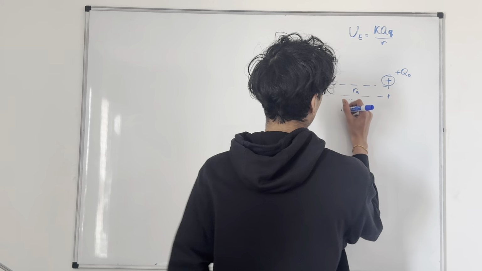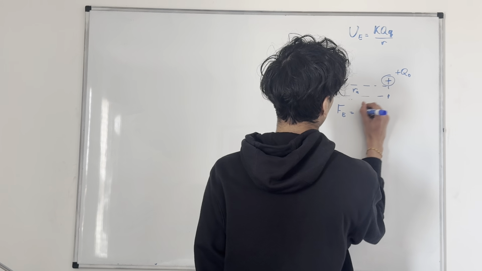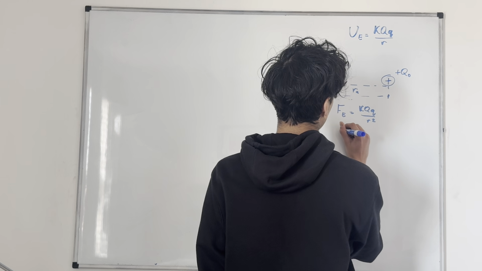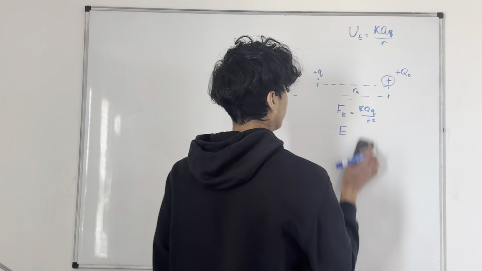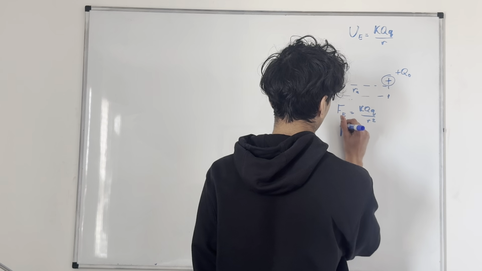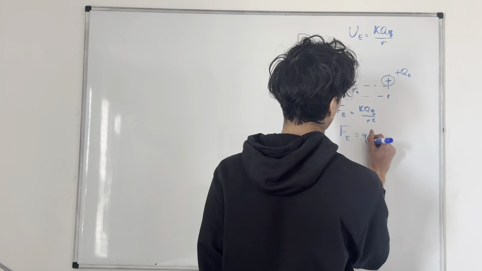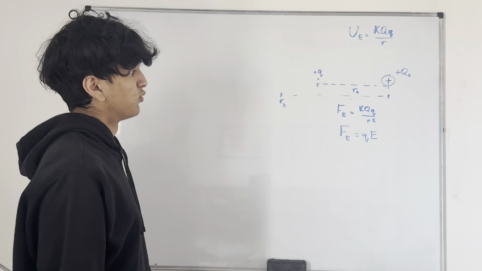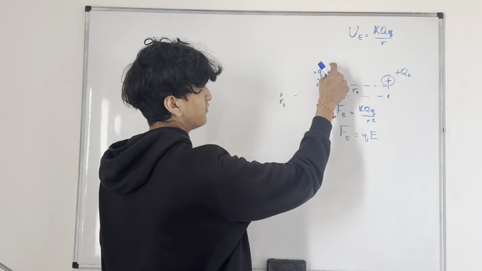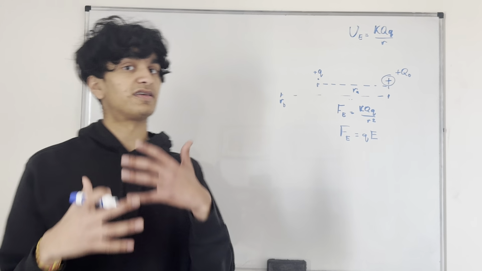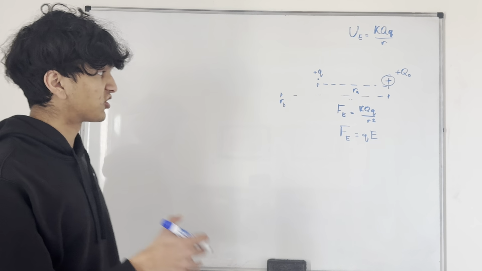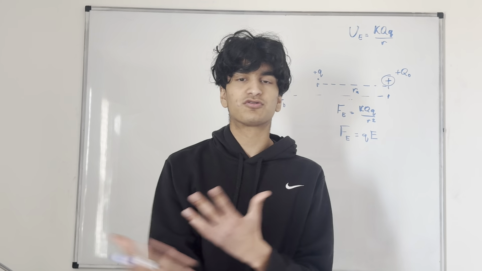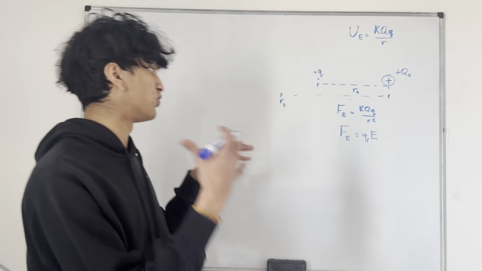So the electric force, as I said, is going to equal KQq over R squared. The electric force is equal to q times E. What this equation tells us is that this positive little q right here experiences an electric field, and that electric field is essentially creating the force. That's one way to model what's going on. Are electric fields real? I don't know. But that's one way we can model it.